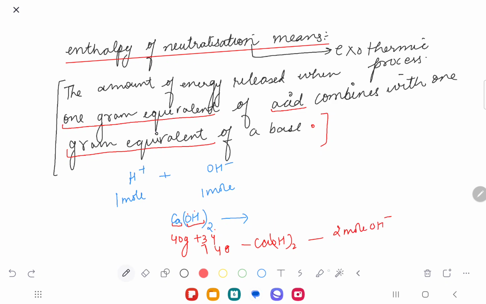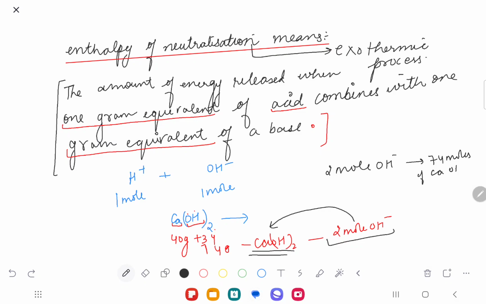But how many moles of OH- do I need? I need only one. So that mass of a substance which gives me 1 mole of OH- is called a gram equivalent. You understand? So I am getting 2 moles of OH- from 74 grams of Ca(OH)2, yes or no? 74 grams of Ca(OH)2 gives 2 moles of OH-.